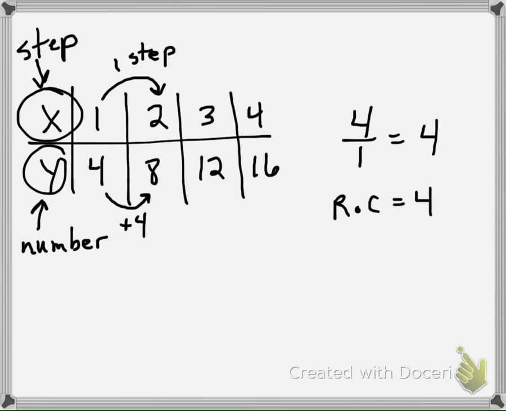But also, I don't have to use the first 2. I can use any 2 I want. I can look from the 8 to the 16. That's going to be plus 8. And if I look at the steps for those 2, it's from the 2 to the 4. Well, that's 2 steps. So that gives me 8 over 2, which is also 4. So that tells me the rate of change is 4. So as you can see, it doesn't matter which 2 points you use, which 2 numbers you use, you get the same rate of change either way.